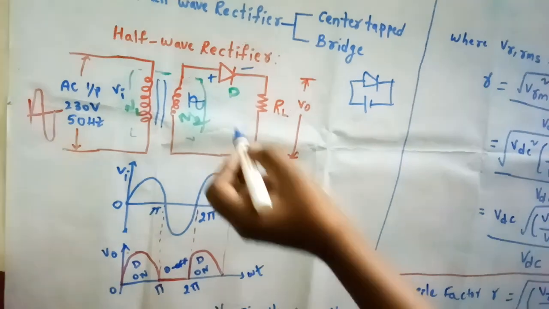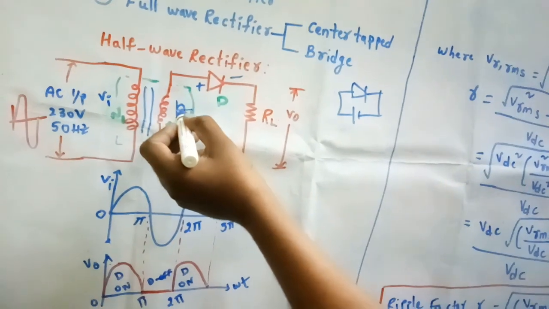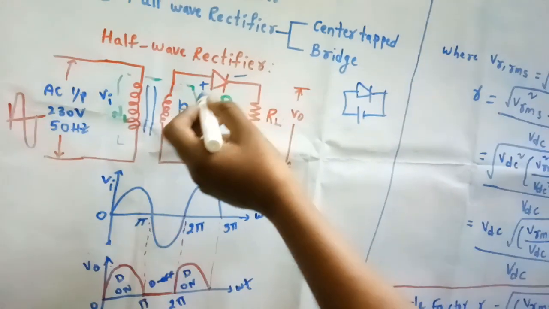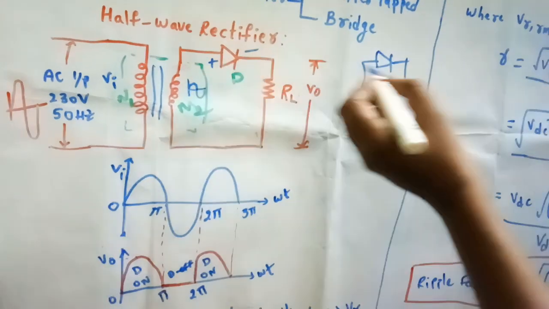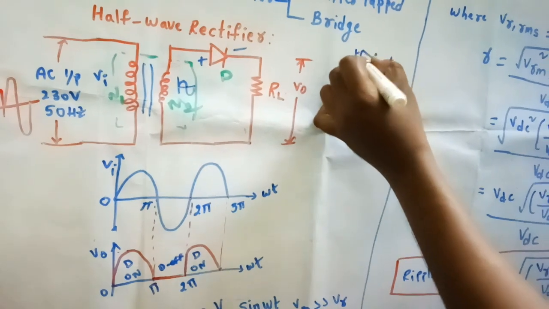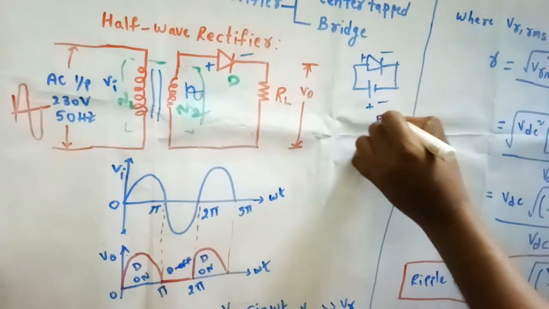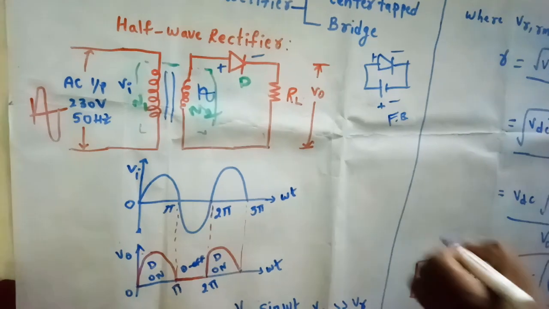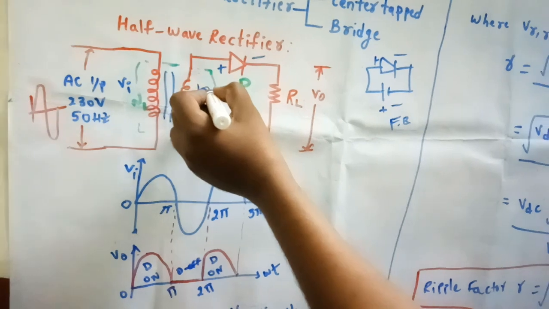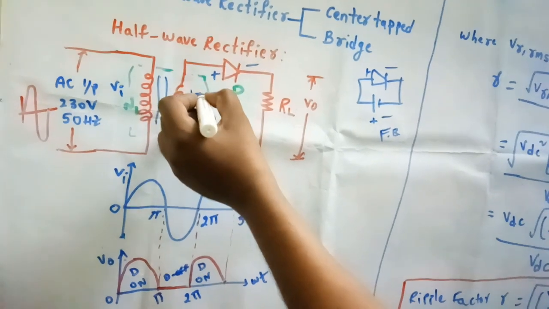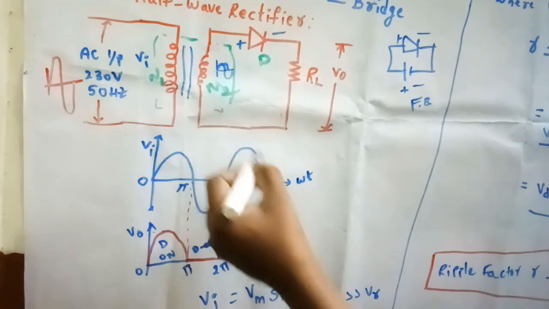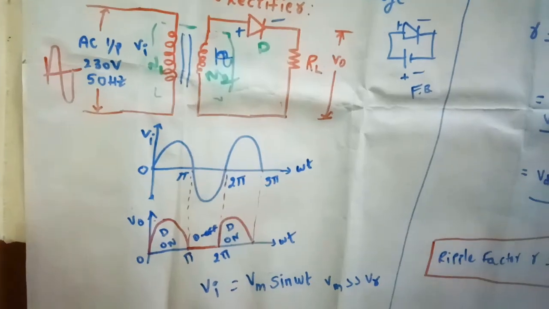When the positive peak of the input signal is connected to the positive of the diode, that means the diode is in forward bias. We know that this is positive and this is negative. When positive is connected to the positive of the diode, it is forward bias, so the diode is on. When the diode is on, you get the input as it is at the output. This is the input signal we are going to give.